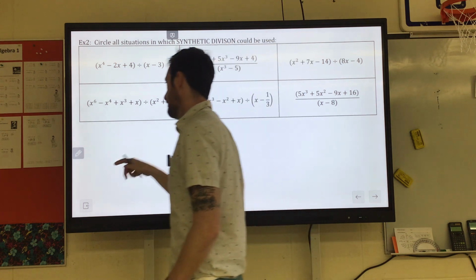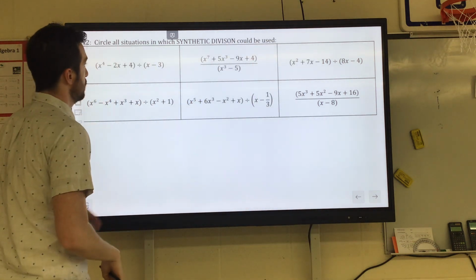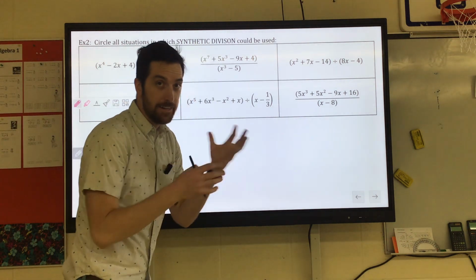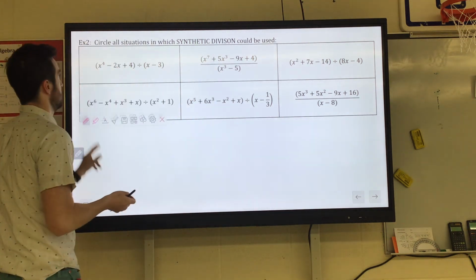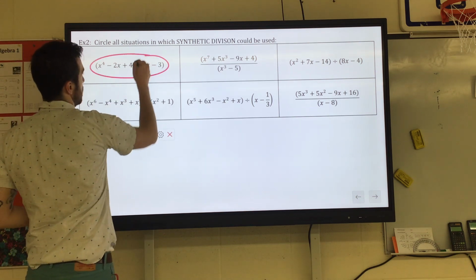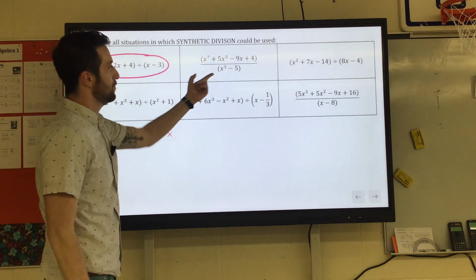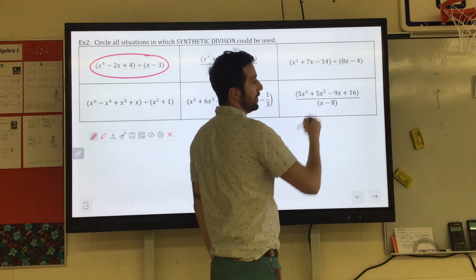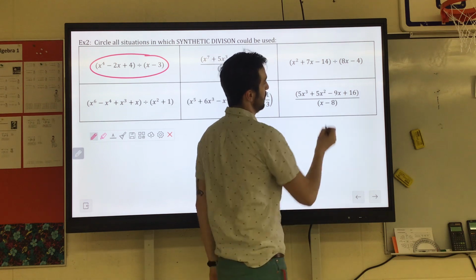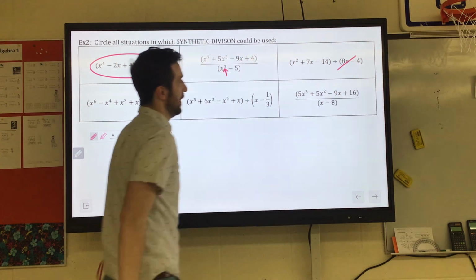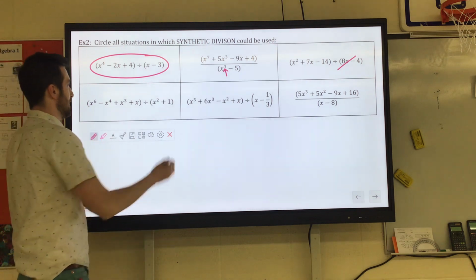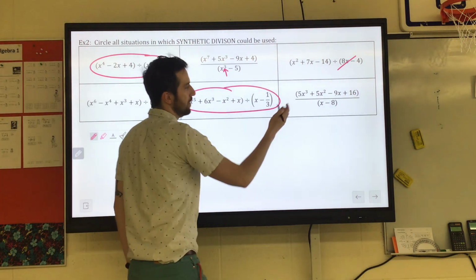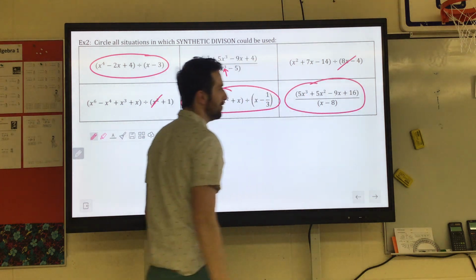So, all right, here we go. Circle all situations where synthetic division could be used. Has to be x to the first power, and it needs to just be plus or minus something. So sure, this first one could work because you could divide by x plus 3. Second one doesn't because that's x to the third. Third one, nope, not as it is. We will be able to fix that, but you couldn't have the 8 in front there. X squared, no, x squared. Here, x minus 1/3, sure. And here, x minus 8, all right, fine.